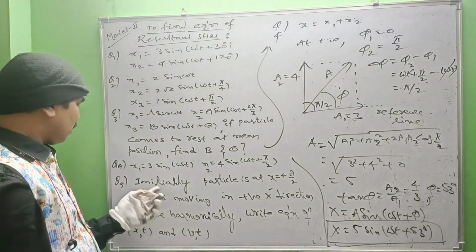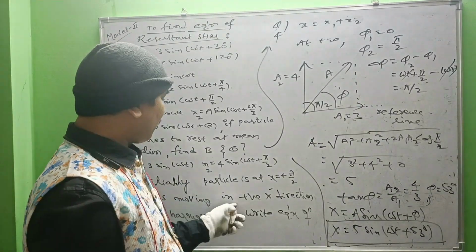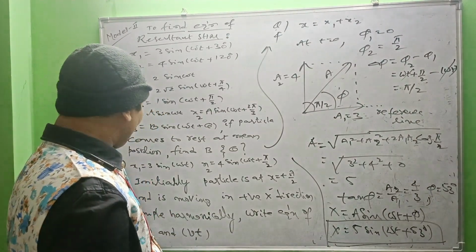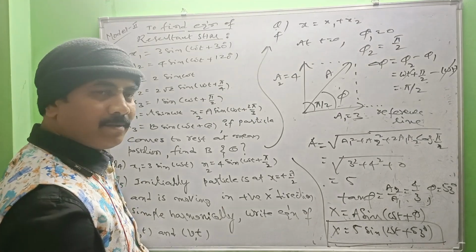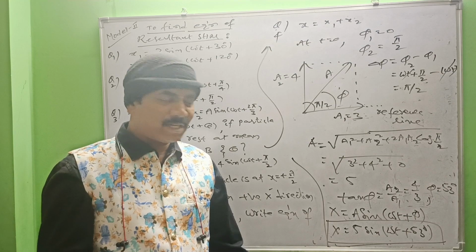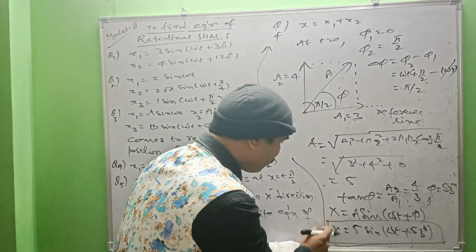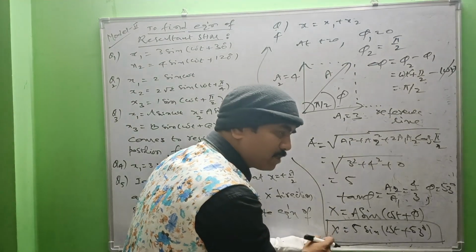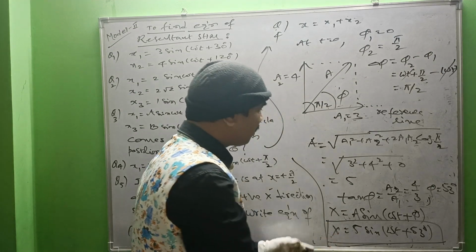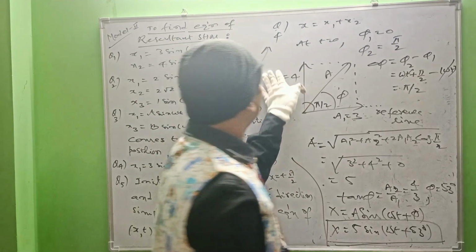Okay. Now coming to the final sum: the particle is initially at x equal to a by 2 and is moving in the positive x direction, simple harmonically. Write the equations of x(t) and v(t). Apart from the resultant simple harmonic expression for x(t), we need to find the expression for velocity also, which we get by differentiating the final expression with respect to time, right?